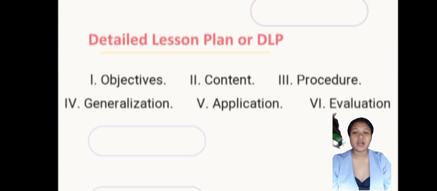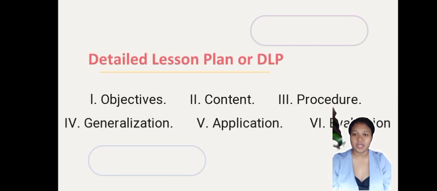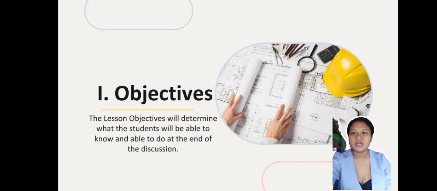Now, let's dig into this topic. I will be focusing on the detailed lesson plan, or the DLP, which has six parts. These are the key parts that, based on my research, make an effective lesson plan. First, we have objectives. Second, content. Third, procedure. Fourth, generalization. Fifth, application. And sixth is evaluation. Let's dig in first to objectives.